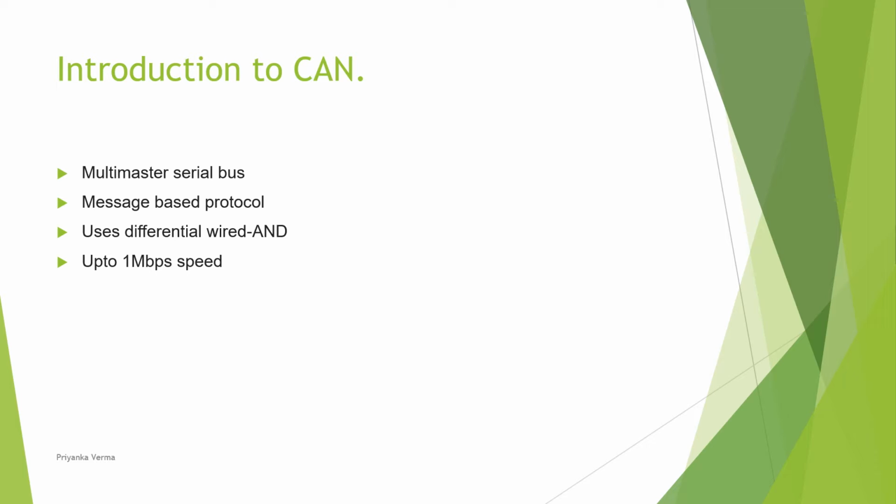CAN was developed in 1983 by Bosch, and in 1986 it was officially released by SAE. This protocol allows microcontrollers and devices to communicate with each other's applications. It is a message-based protocol. The data frame is transmitted sequentially, but if more than one device transmits at the same time, the highest priority device continues and the others back off. It is a multi-master serial bus.